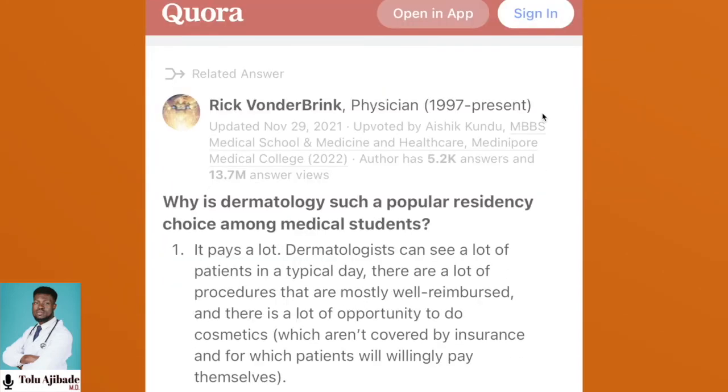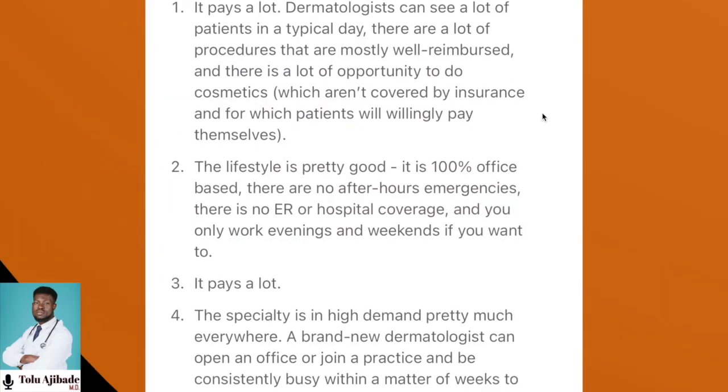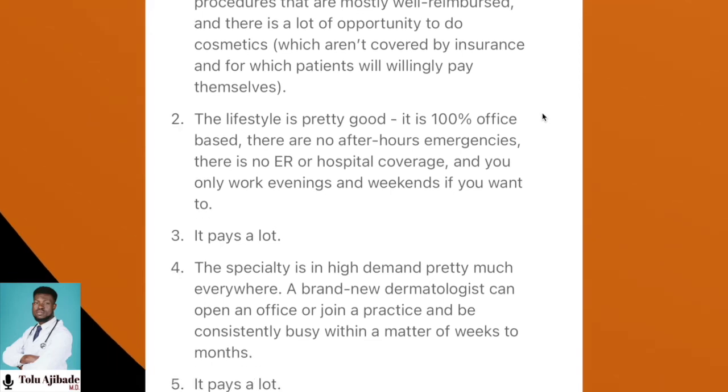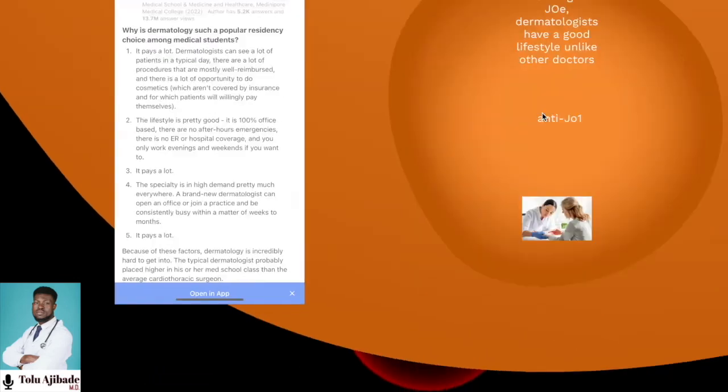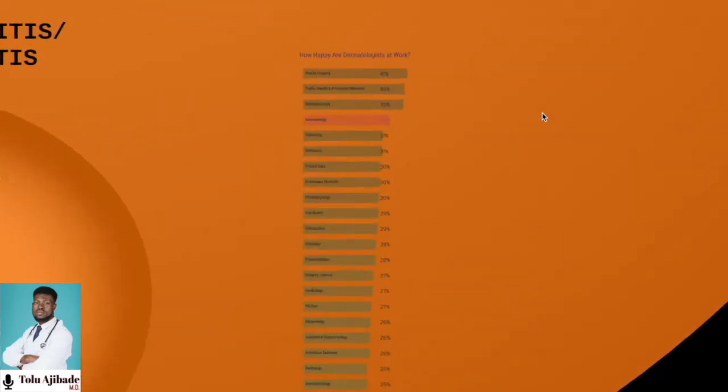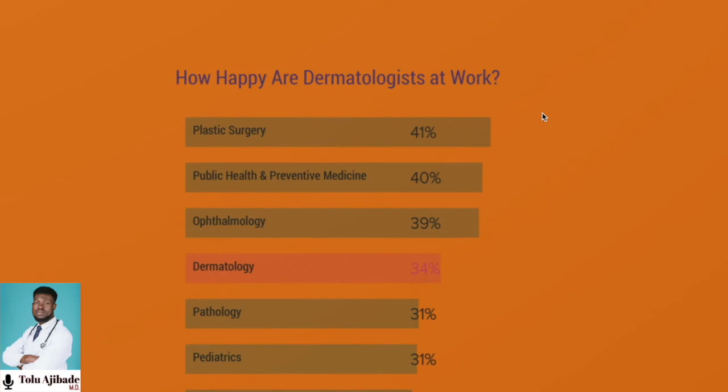There's an opportunity to do cosmetics. The lifestyle is pretty good. It is 100% office-based, no after-hour emergencies. It pays a lot. So it's in high demand everywhere. It pays a lot. Number 5, again, it pays a lot. So you see, it's really a popular choice for people.